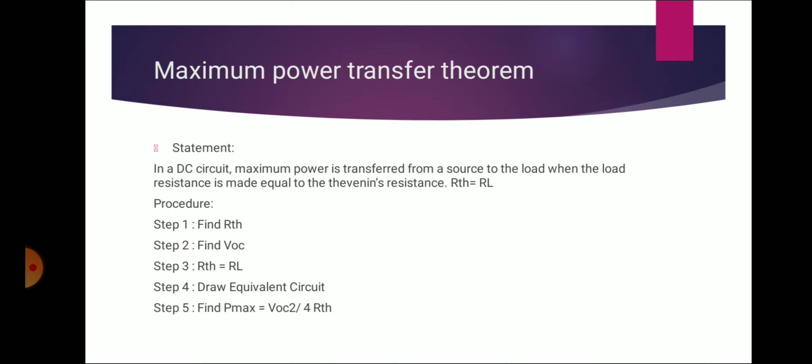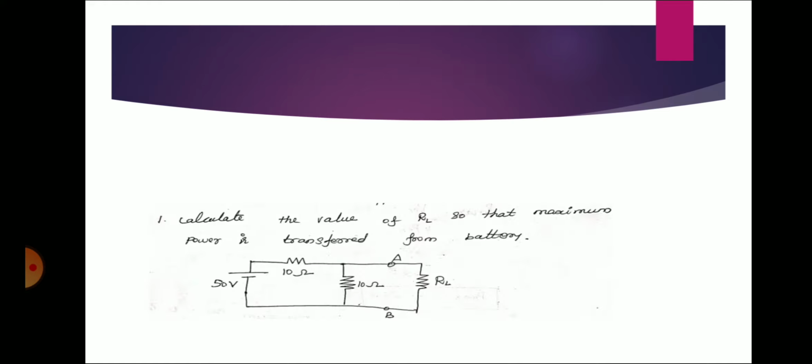In step 3, Thevenin's resistance equal to the load resistance. Step 4, draw the equivalent circuit. And step 5, find the maximum power value. The formula for maximum power is VOC square divided by 4 into RTH.